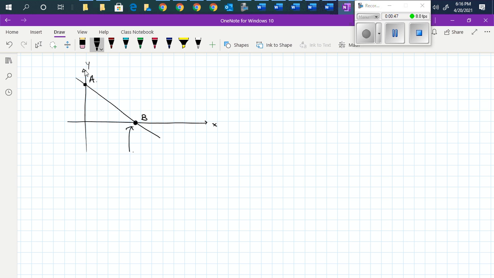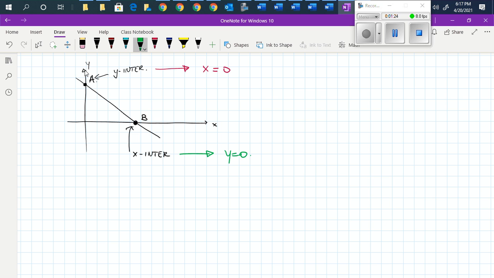So this will be the x-intercept, and this one will be the y-intercept. Now, those 2 points have a characteristic, and the characteristic is that one of the coordinates is equal to 0. So when we are looking for the y-intercept, x is equal to 0. And when we are looking for the x-intercept, what we look for is y is equal to 0.